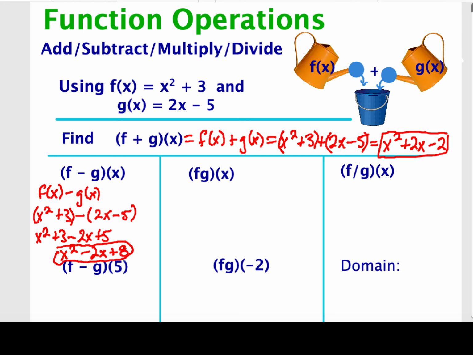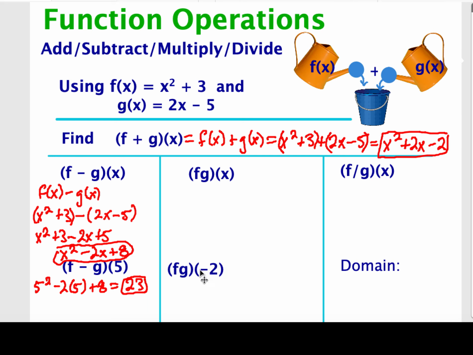Now, right below that, you'll notice we want f minus g of 5. Now, we could find f of 5 and find g of 5 and then subtract. But since we have a new function right above there, basically we just want to plug 5 in for x. So this is going to become 5 squared minus 2 times 5 plus 8, which is going to come out to 25 minus 10 would be 15, plus 8 is 23, and we get our final answer. Because we have that new function already set up, we're in good shape there.